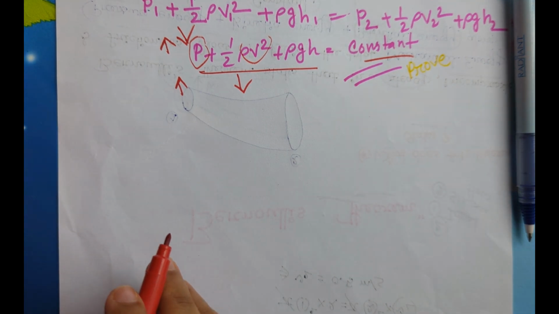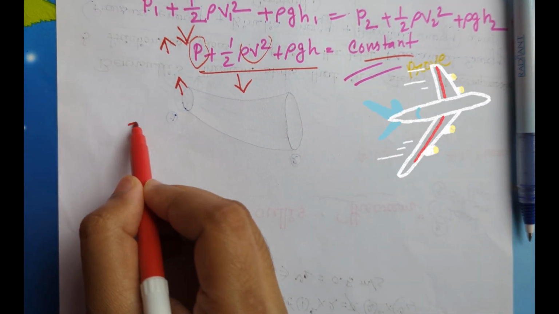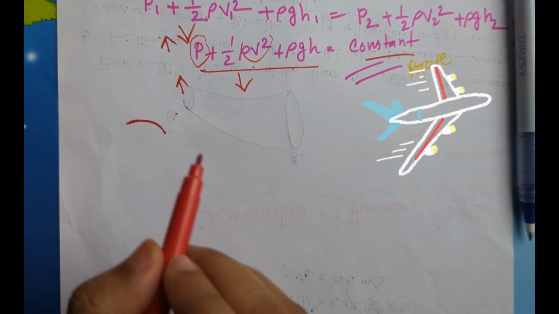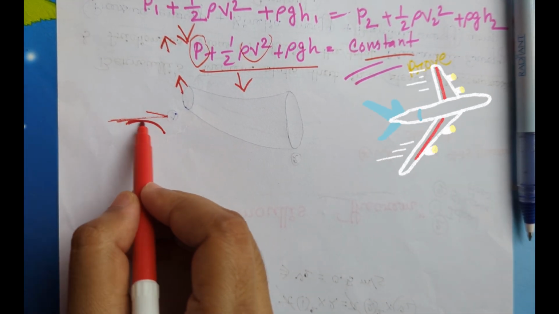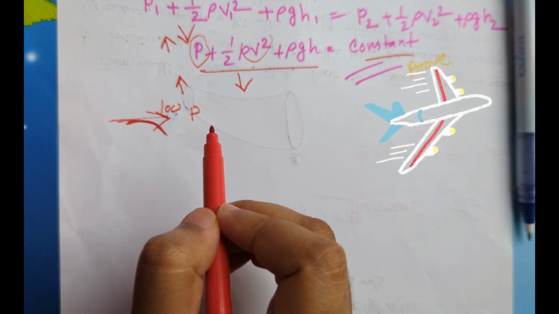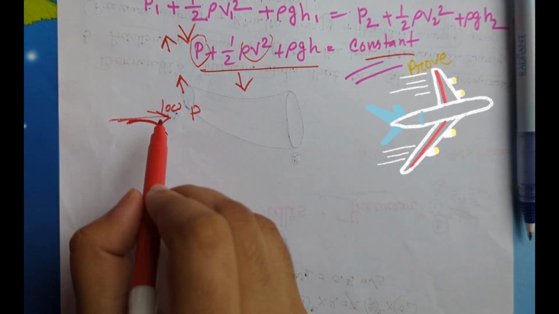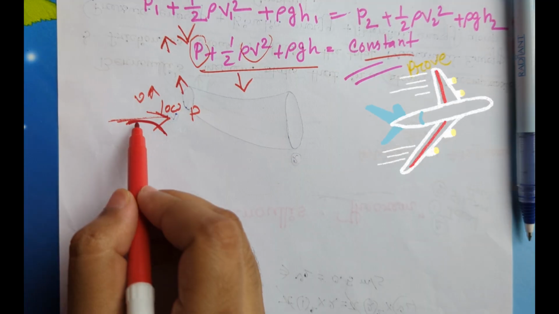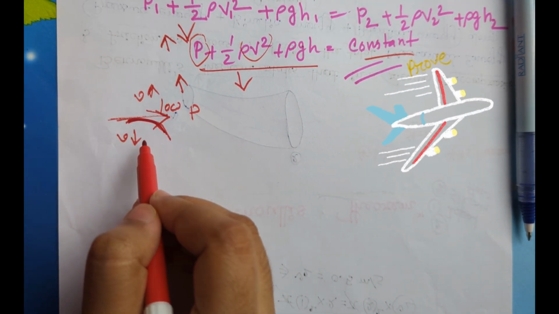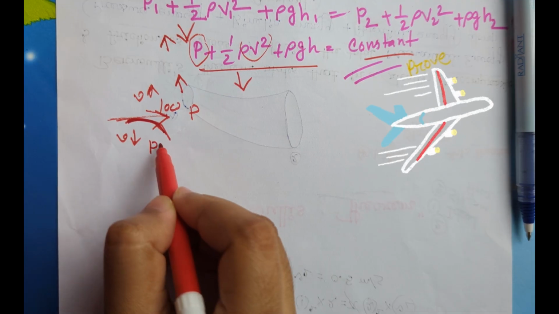Now let's think about the airplane wings. The airplane wing is curved, something like this. So when the air moves faster over this curved top, there is low pressure here. And as there is low pressure, the velocity will be high. At the lower side, the velocity of the air will be low, and so the pressure will be high.